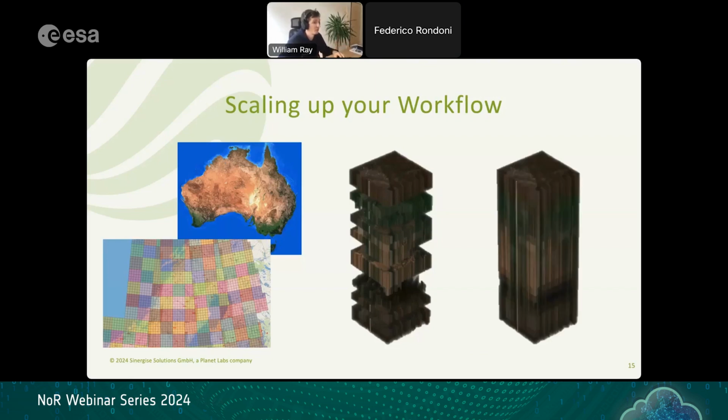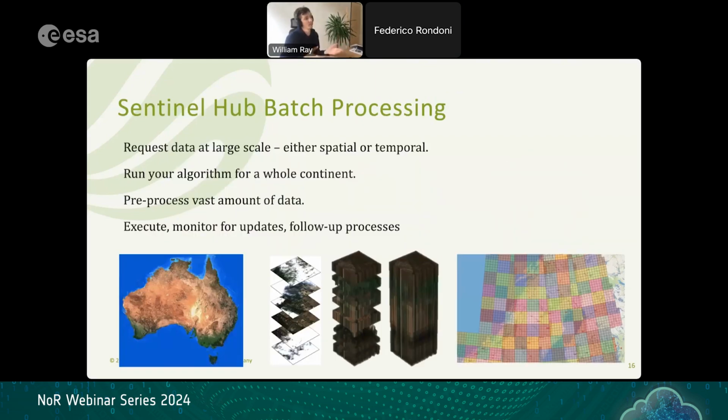So as I said, you can request data at large scale. It could be spatial. So if you wanted to, you could create maybe a cloudless mosaic of the whole continent. Actually, these have been generated for Europe. If you're familiar with the Copernicus Data Space Ecosystem, you can access the quarterly Sentinel-2 cloudless mosaics, which have been generated using the Sentinel Hub batch processing API technologies.